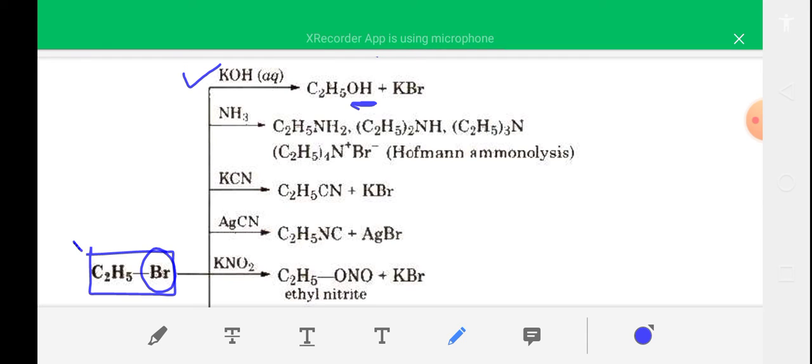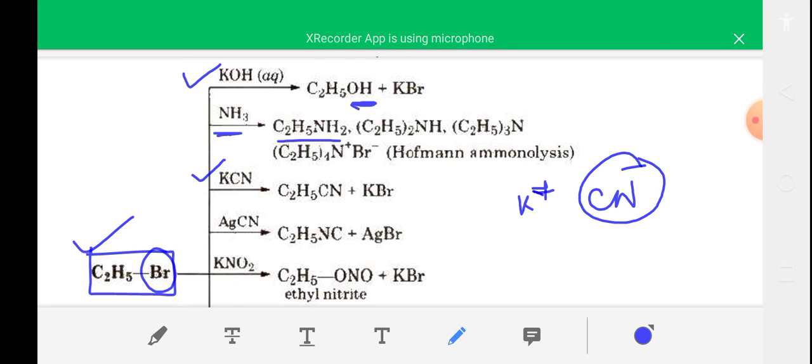Now if you react ethyl bromide with ammonia, then you will get ethylamine. The Br will be substituted by NH2 group. If you react ethyl bromide with KCN, then KCN nucleophile is K plus and CN minus. Nucleophiles are negatively charged ions, known as electron rich substituent, or electron rich anions are known as nucleophile. If you react ethyl bromide with KCN, the Br will be substituted by CN minus, so you will get ethyl cyanide. If you react ethyl bromide with AgCN, you will get ethyl isocyanide, C2H5NC.